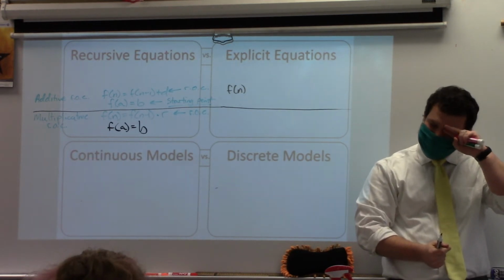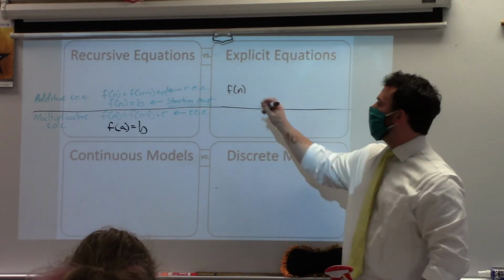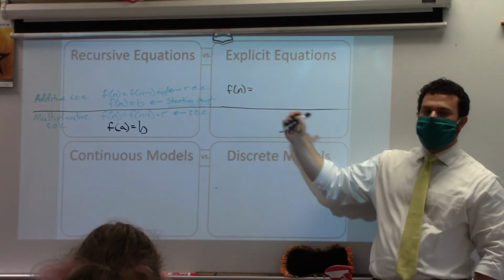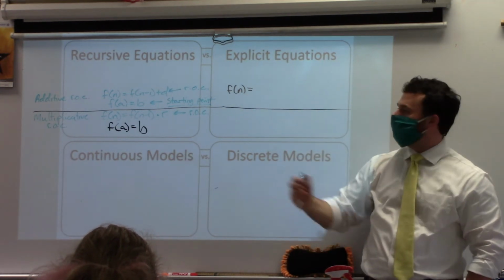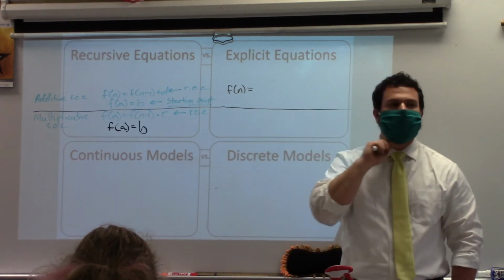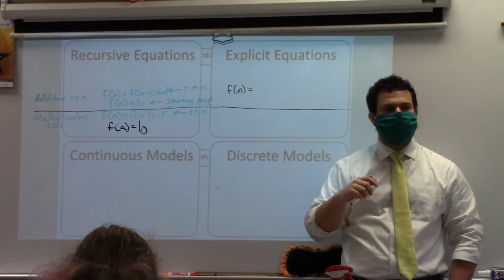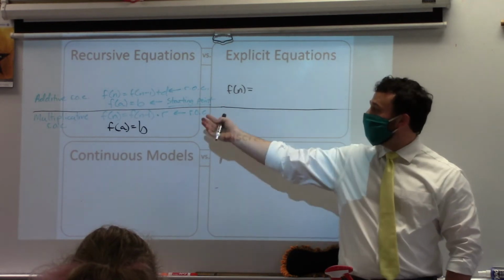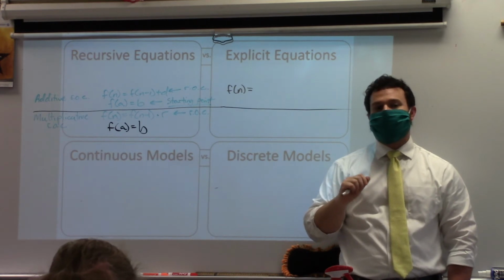Okay, so f of n is an output. When it comes to an explicit equation, and we'll talk about some other formats later, what we're saying is an output equals something, right? Look over at the recursive equation. What is the output that we're starting with in the recursive equation? Look at the recursive equation that you already wrote.